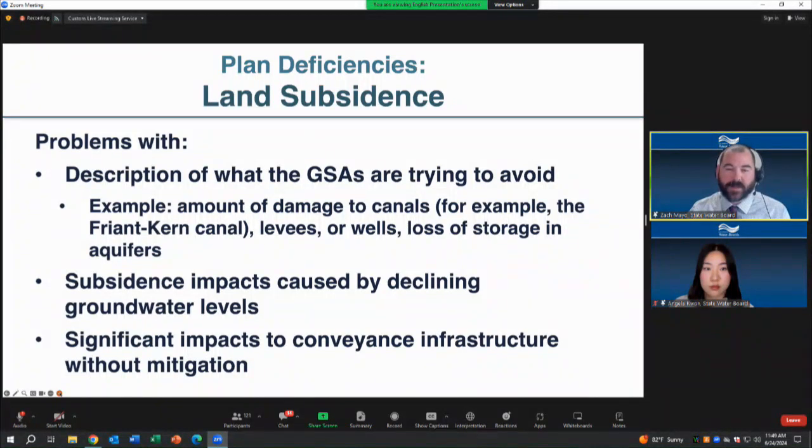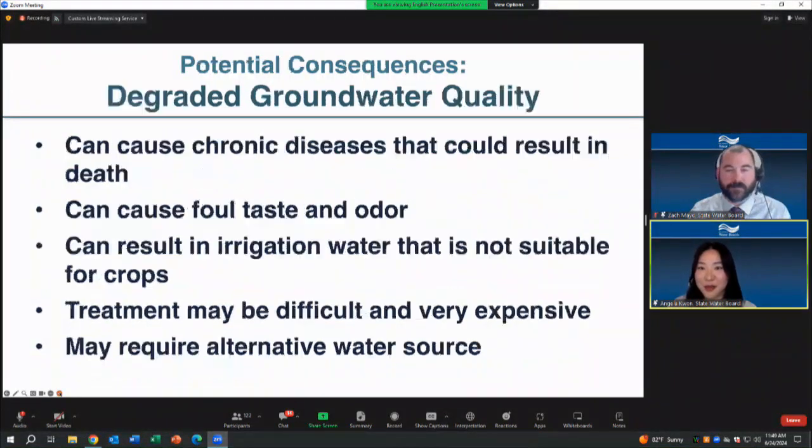The plans do not adequately explain what impacts would be caused by subsidence and what impacts would be caused by declining groundwater levels. The draft mitigation plans submitted in the groundwater sustainability plans do not provide sufficient details on how conveyance infrastructure would be supported if they are impacted by subsidence. Now, Angela will talk about the plan's deficiencies regarding the degradation of groundwater quality. Zach.